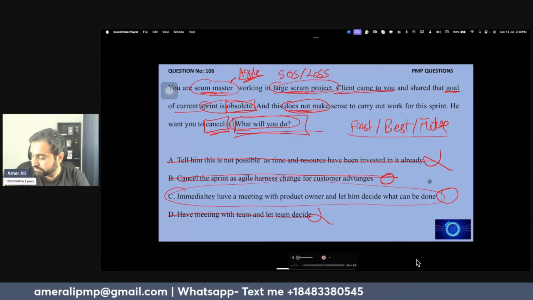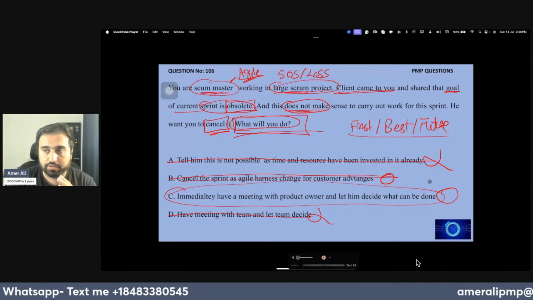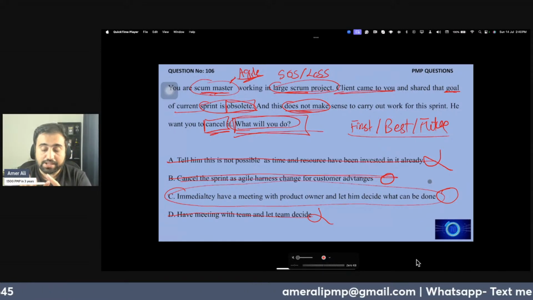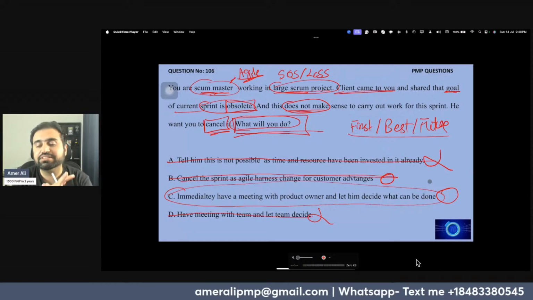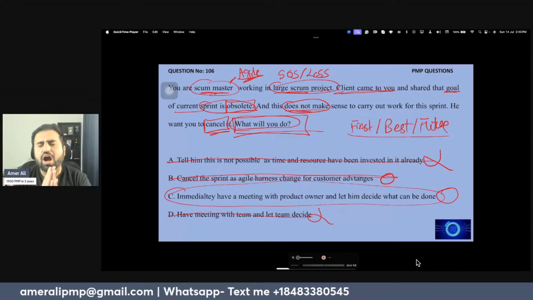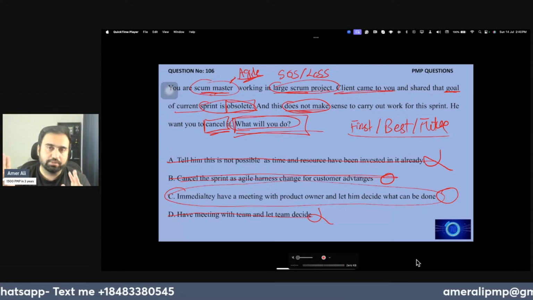So this is a perfect question solving method for you. If you know the content, if you know the flow, and if you follow this 7-step formula, you will clear PMP for sure. 100%. What I have shared in this, you will clear PMP.